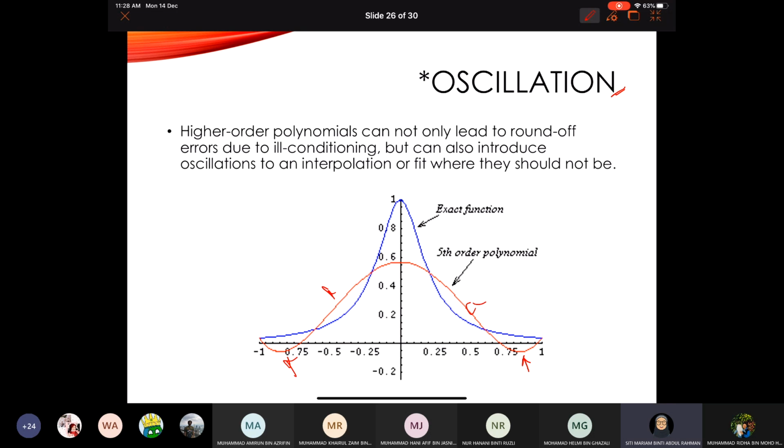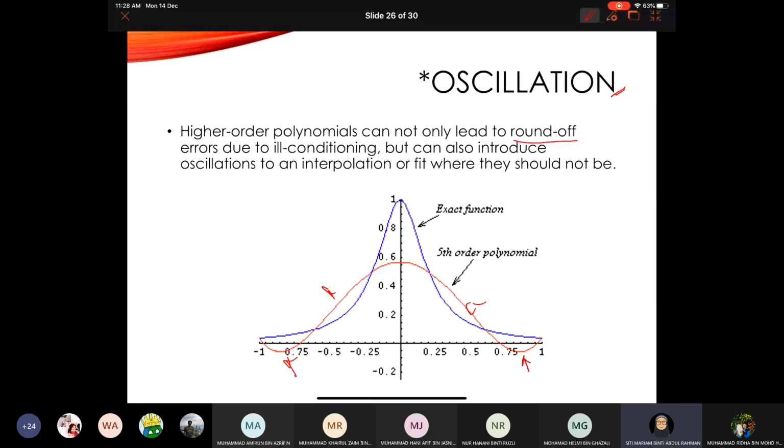Behavior dia lain kan dengan exact function. So not only that it can lead to round off error, but it can also introduce oscillation. So kalau dia kata kenapa tak implement higher order, so if you want to discuss your finding kan, so kenapa kita tak guna, because we want to avoid oscillation.